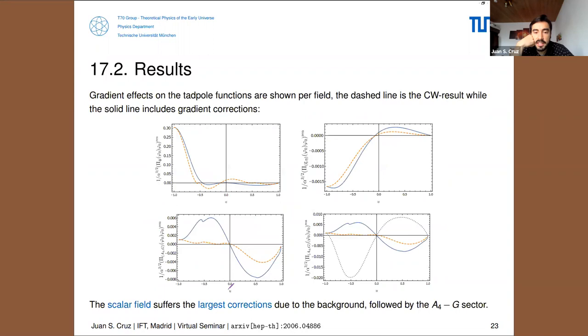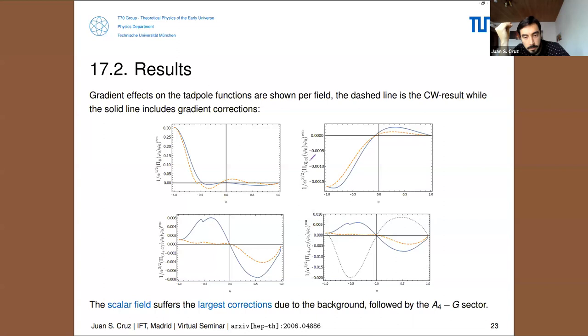So this is the scalar sector alone. And we can conclude then that the scalar is basically the one contributing the most to the tadpole. We can see that essentially all of it, or almost all of it, comes from the scalar. Again, dash represents the homogeneous case and solid, the one with gradients.